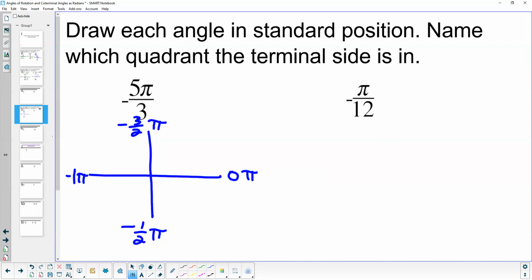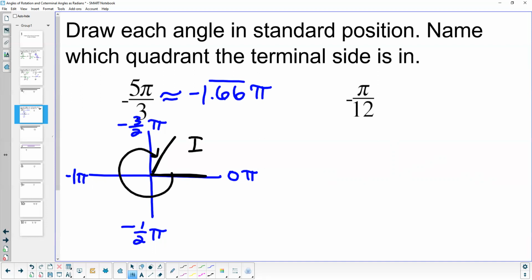Negative 5 divided by 3 is going to be approximately negative 1.66 repeating pi. So when we go to draw this, we have our initial side. 1.66, it's going to be over here. Now we're negative, so we're going clockwise to draw our arrow, and we're going to end up in quadrant number 1. Beautiful. Now, what if we have something that is like negative pi over 12?